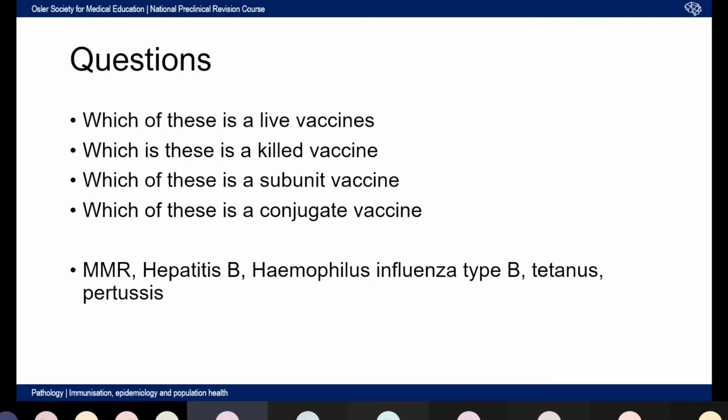If everyone could answer in the chat. I've got some examples of vaccines down here, and could you tell me which one of these is a live vaccine? Okay, so that would be the MMR vaccine. I'm not sure people are responding, but I can't seem to see anything.